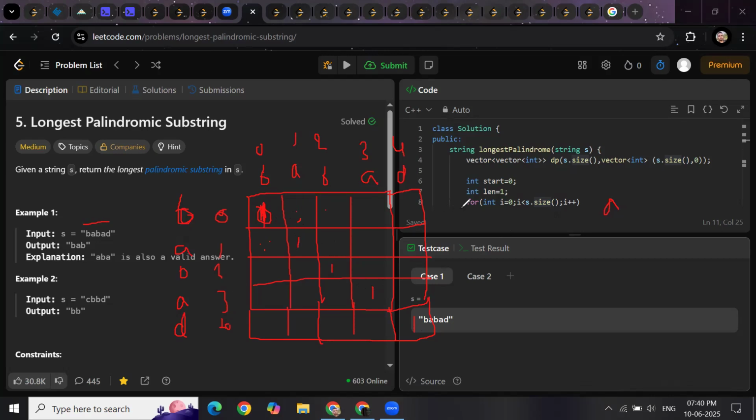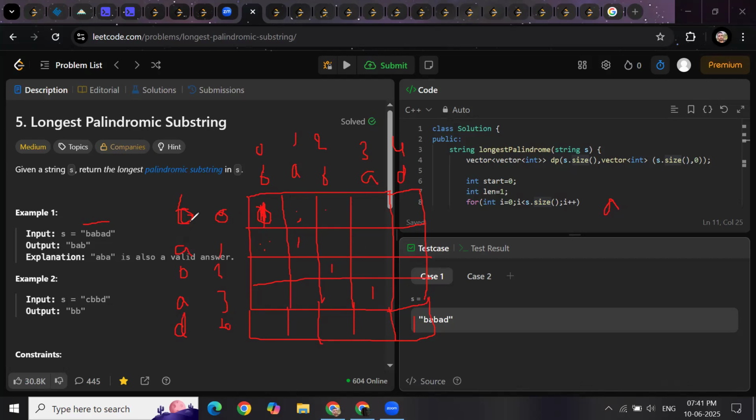Now, in the same way, we will do it for substrings of two length. So what are the substrings of two length? The string starting at 0 and ending at 1, length 2. The string starting at 1 and ending at 2, having length 2, A, B. Another string starting at 2 and ending at 3 is also a substring of 2 length. Okay, so we will mark these cells also.